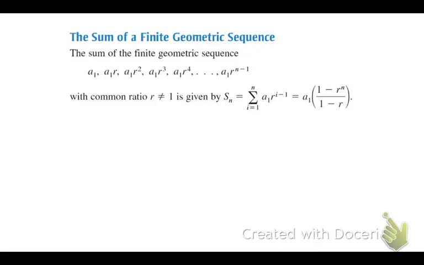Okay, so the sum of a finite geometric sequence is S sub n. It follows the same as an arithmetic. This is just sigma notation right here. So this formula is actually right there. So this is just sigma notation. And if you look at it right here, isn't that the geometric definition? A sub 1, r to the n minus 1? Yep. So it's a sub 1 times 1 minus r to the n over 1 minus r.